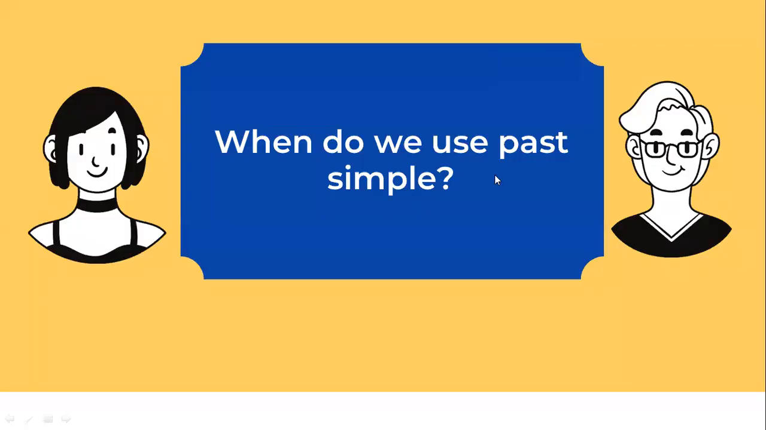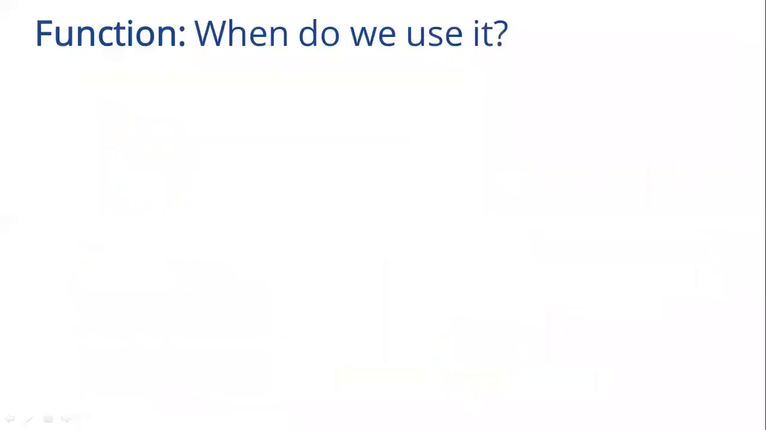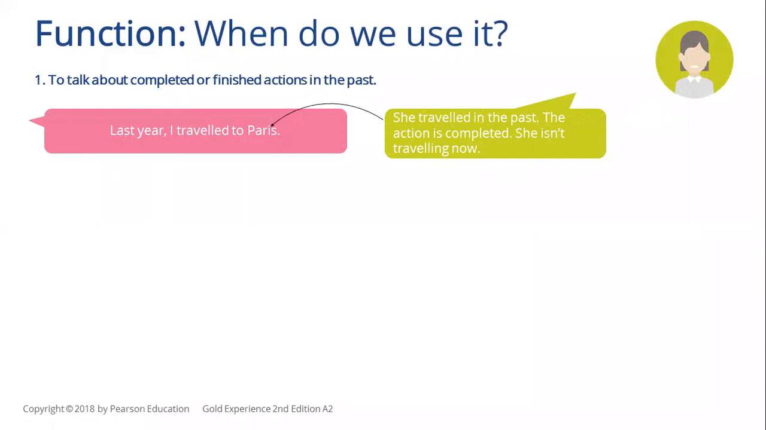Now, when do we use past simple? We use it to talk about completed actions that happened in the past. For example, last year I traveled to Paris. That's another one. You can see that she traveled in the past, but it's not happening right now. She's not traveling. In the present, nothing is happening.